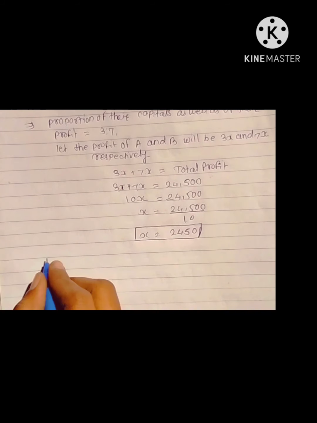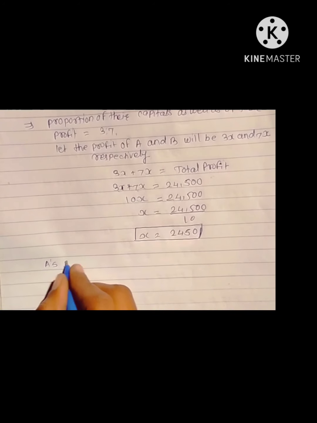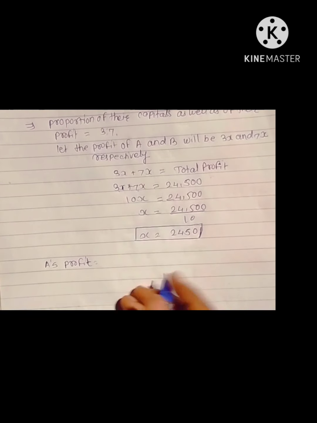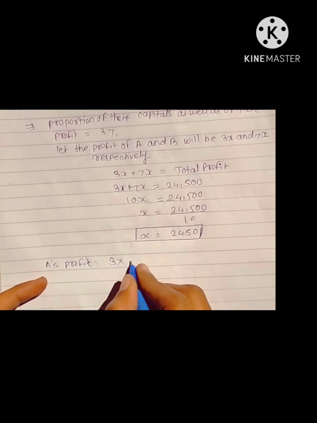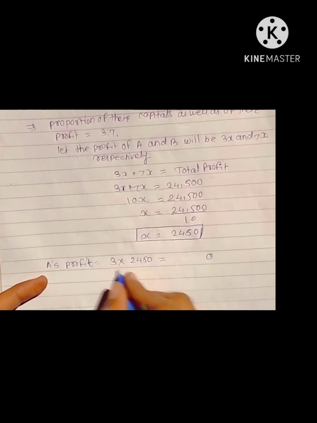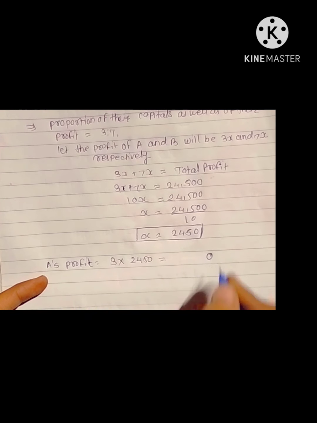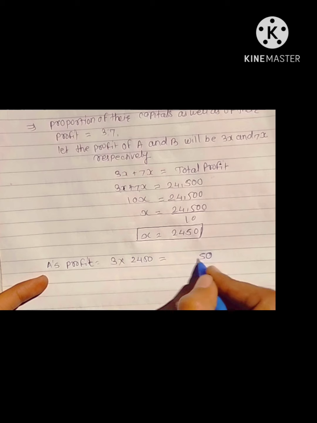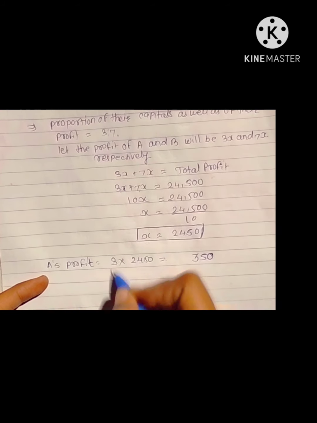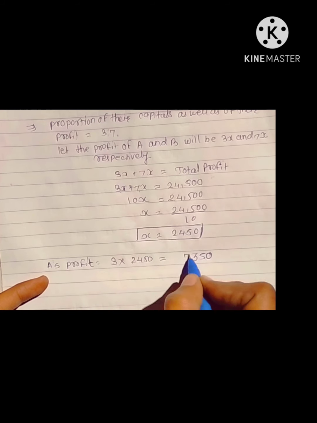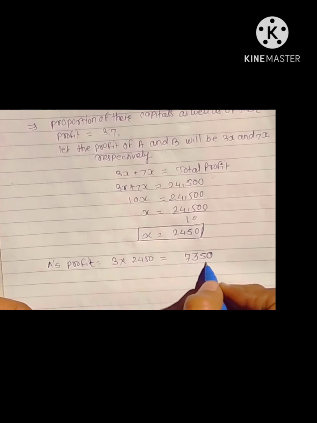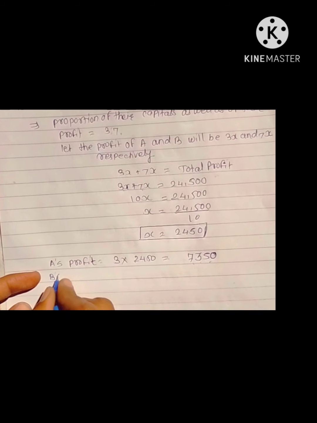So we will find A's profit. A's profit is equal to 3x, which means 3 into the x value, 2,450. So if we multiply this 0 by 3, then we get 0. Then 3 5s are 15, 1 is carried over. 3 4s are 12 and 1 is 13, 1 is again carried over. 3 2s are 6 and 1 is 7. So the profit of A is 7,350 rupees.